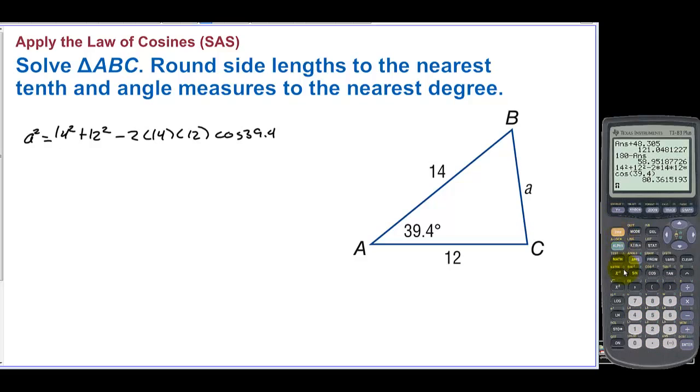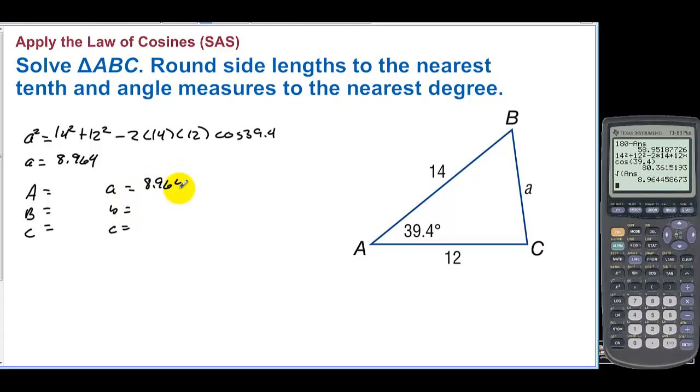And then we need the square root of that answer. So square root of answer, and side A turns out to be 8.964. So let's get angle A, angle B, angle C. And we have side A, side B, and side C. And we found out side A is 8.964. We know that C is 14, and we know B is 12. We also know angle A is 39.4.